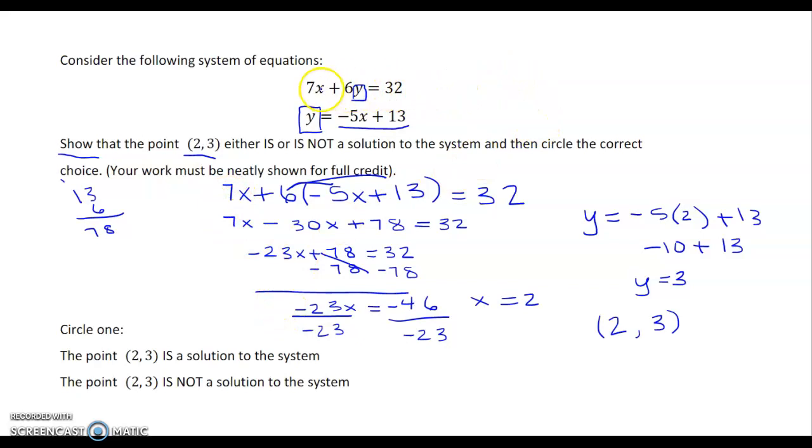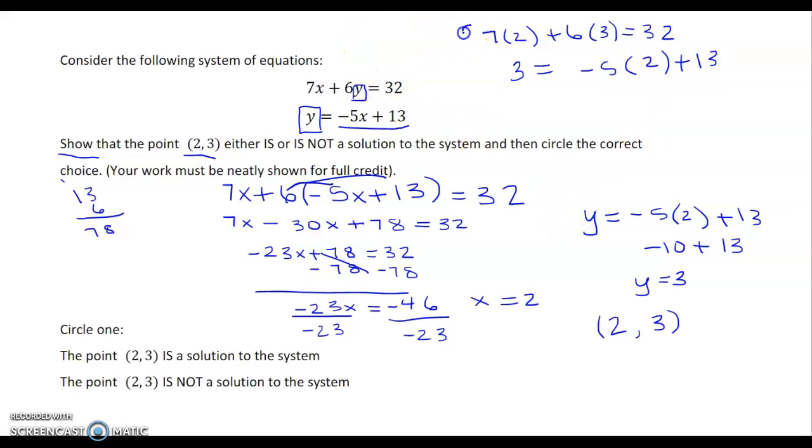You could have just substituted the point in. You could have just said, okay, 7 times 2 plus 6 times 3 equals 32. And some people might think that one's easier. I think I just prefer to solve it and show that way. But both ways would actually accomplish the purpose. You could have solved it either way to show that these are solutions to both equations.